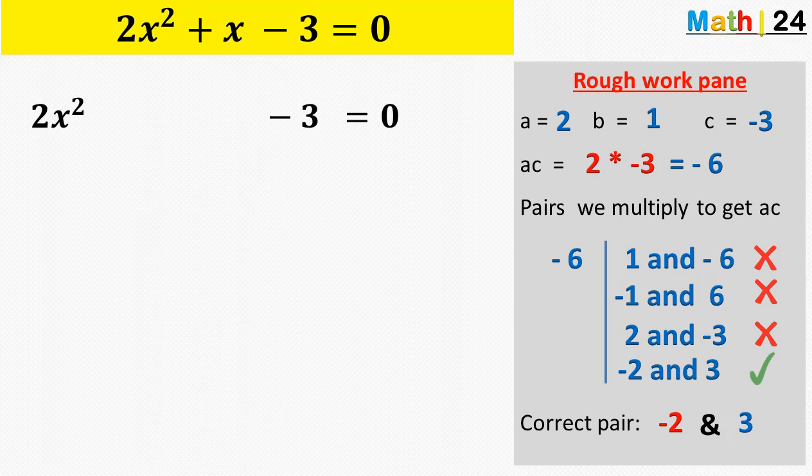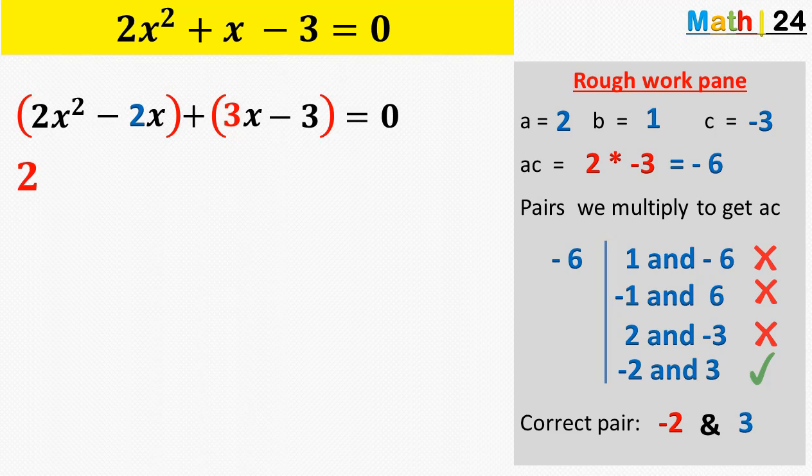So moving back to our equation, we have 2x squared minus 2x plus 3x minus 3 equals 0. Remember, we have replaced the plus x by these correct pairs of factors, minus 2x plus 3x. We now group. The first group is 2x squared minus 2x, and the second group is 3x minus 3.